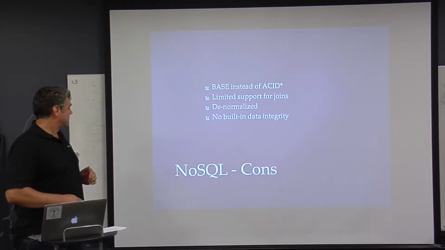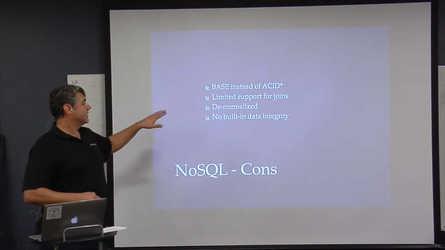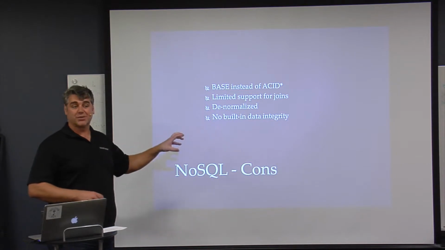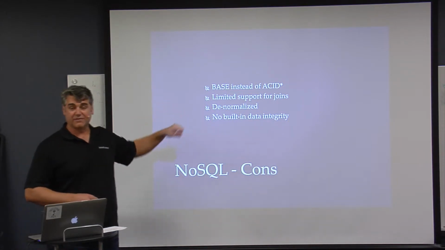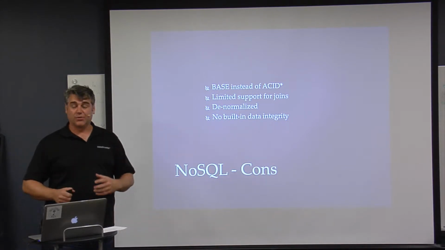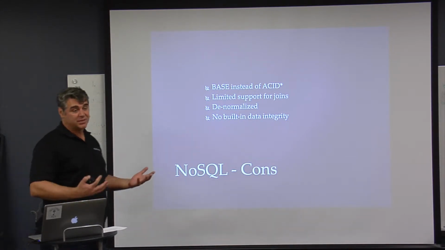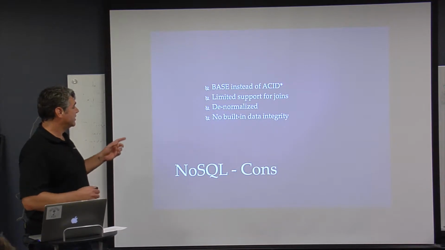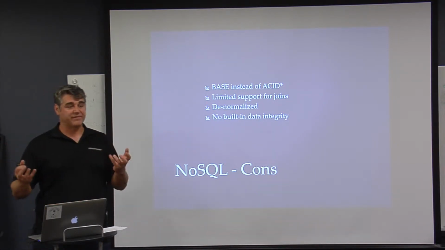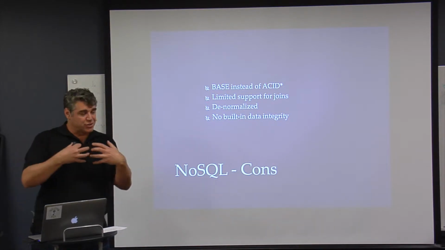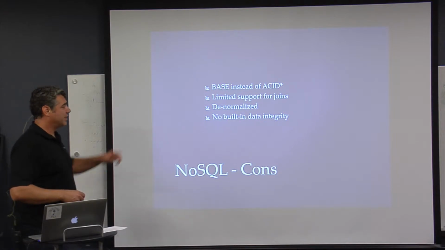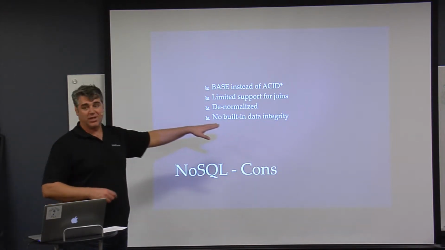So the cons to NoSQL, again, it's BASE instead of ACID. This is changing because some NoSQL databases are trying to strive for ACID-type compliance, which is really cool, but again, things are changing rapidly, so that's up to you to keep up with. There is limited support for joins, so if you have two pieces of information in two different areas, trying to join that together is not as easy. It's a little bit more complicated.